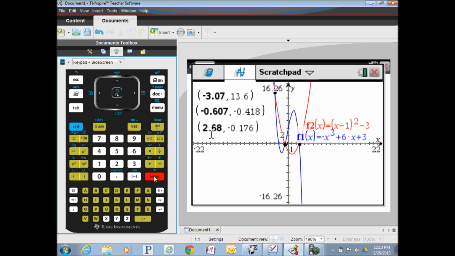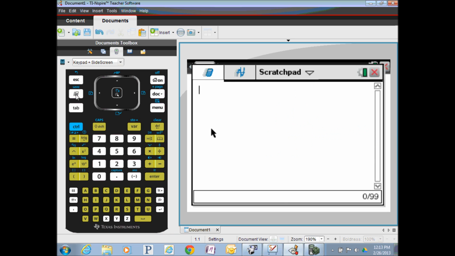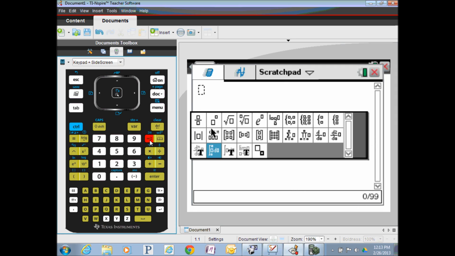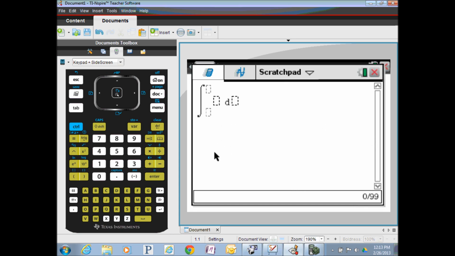What I'm going to do is set this value up. It looks like there's two regions being intersected here. My left region, the red function, or F2, is the top one. The blue function, or F1, is the bottom one. So let's go to the other half of my scratch pad. Let's choose an integral.